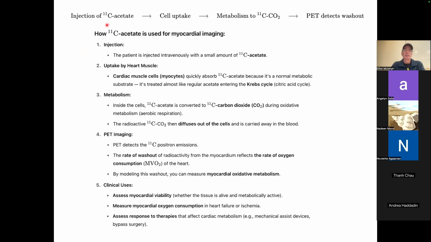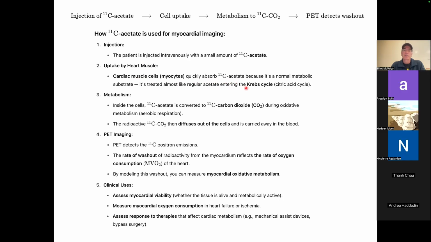So this is what you do with a carbon 11, for example, as I discussed just a minute ago. You can put it on acetate, it gets taken up by the cell, it gets metabolized to this, and then you can detect the washout of that material. It'll build up as the carbon 11 has high concentration, then it'll wash out by natural mechanisms.